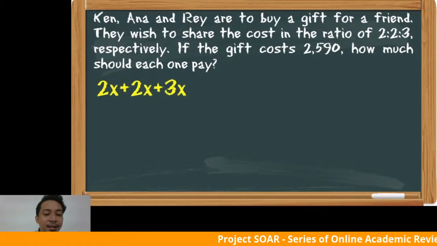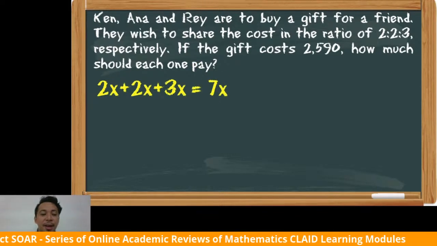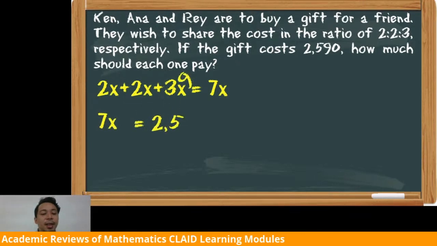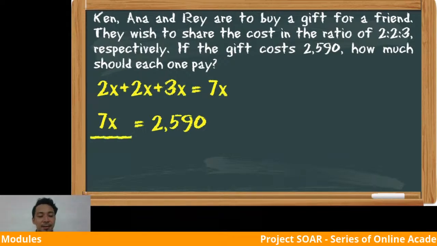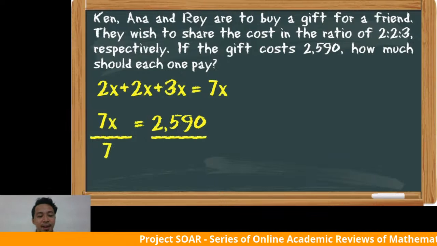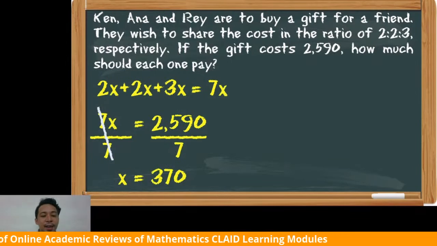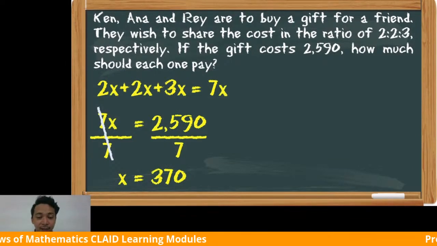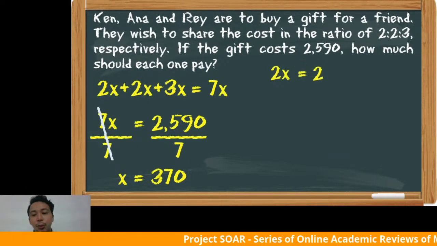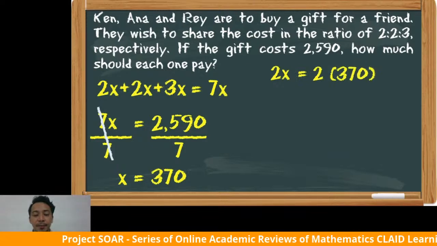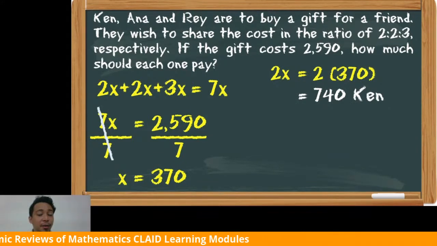So we'll have now 2x plus 2x plus 3x, that is 7x. So we'll have now 7x equals 2,590. Dividing both sides by 7, we'll have 7x divided by 7, that is x, and 2,590 divided by 7, that is 370. So we'll have now 2x, 2 multiplied by x, which is 370. So that is 740. So Ken will pay 740.